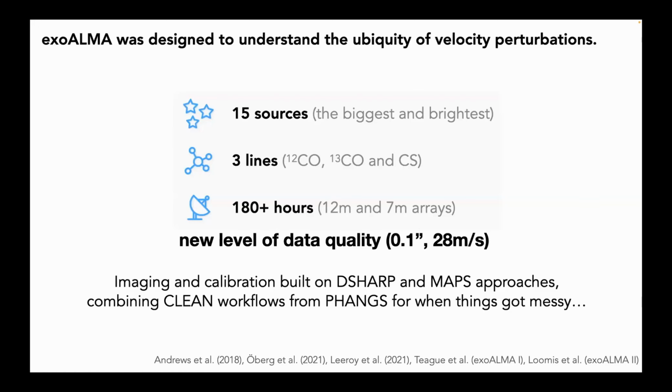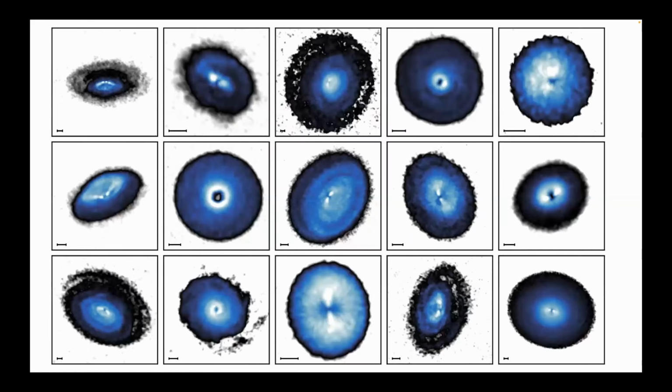And what does it look like? These are the 15 sources of exoALMA observed in 12CO peak intensity, and we get these beautiful images. The most obvious result of exoALMA is that all those disks have some structure in them. You can see a spiral here, this disk and a spiral too. So most of them seem to highlight spirals.